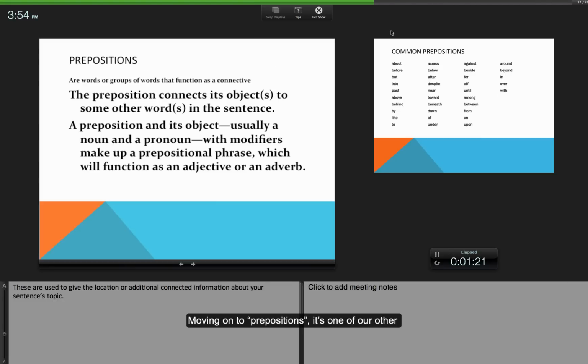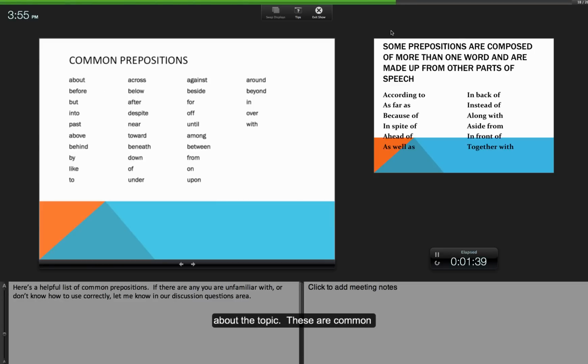Moving on to prepositions. It's one of our other parts of speech. These are used to give the location or additional connected information about your sentence's topic. So that preposition gives you more information and tells you more about the topic. These are common prepositions. If there are any that you're unfamiliar with or you don't know how to use correctly, let me know in your discussion questions, the questions area of your discussion.